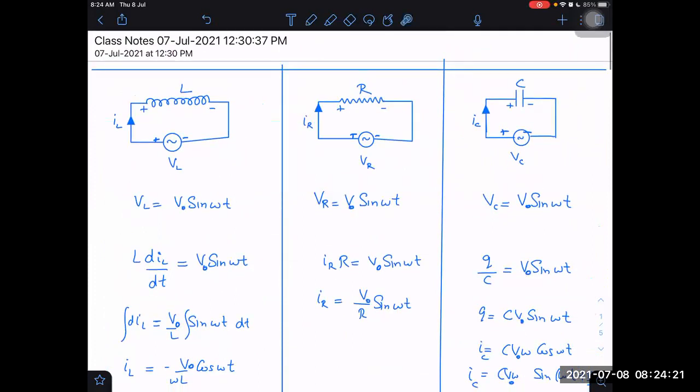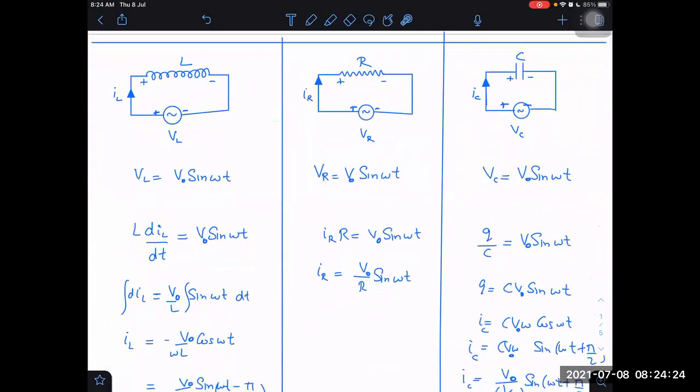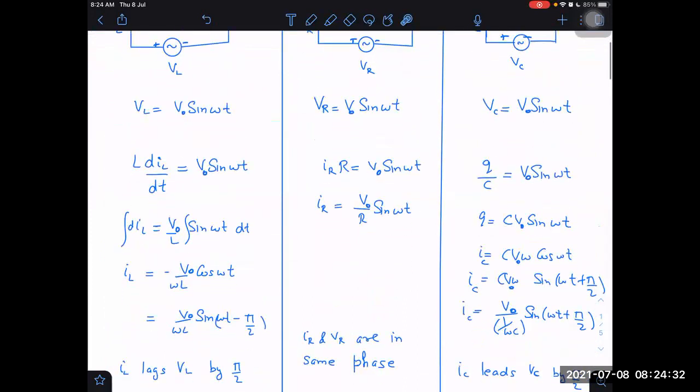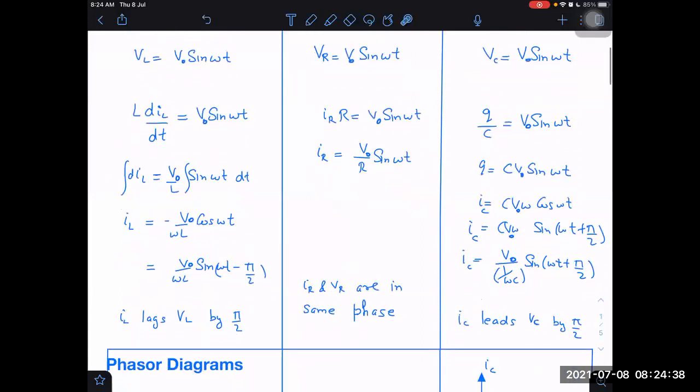Now this thing I can write as L into dIL by dt, where IL is the current through the inductor. Then I have just integrated it and got the expression. Because it is straightforward, I'm telling you the result we got finally. After integrating, we get the result as V0 by omega L into sin of omega t minus pi by 2.